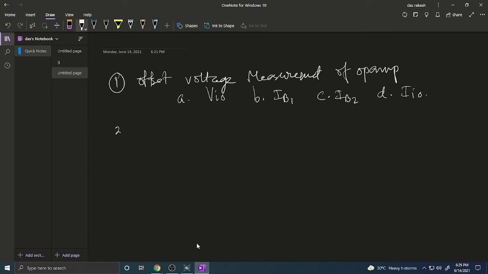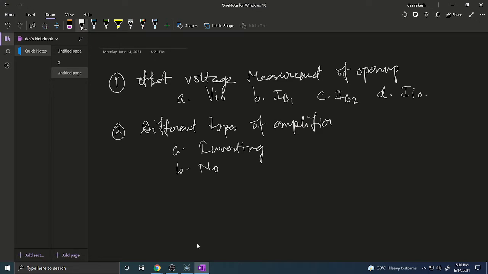Okay. Now the second practical is to study different types of amplifier. As we discussed in the previous lecture, say for example: A, inverting amplifier; B, non-inverting amplifier; C, unity gain buffer; D, adder, also known as summing amplifier; E, differential amplifier, also called subtractor.